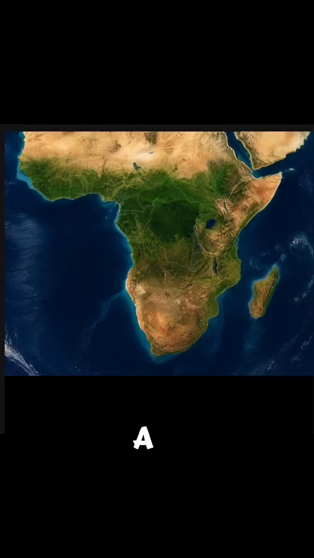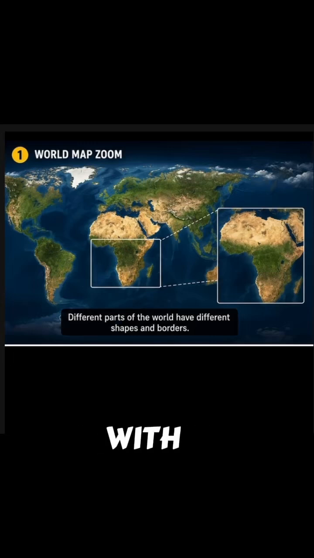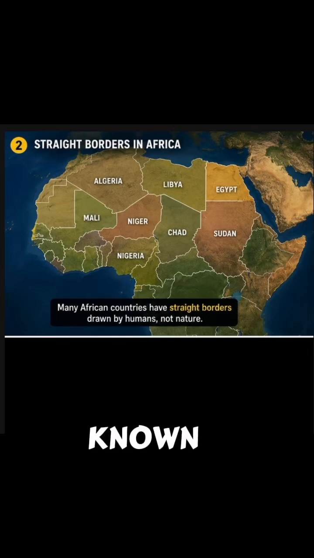Have you ever looked at a world map and wondered why one country looks like a perfect rectangle while another looks like someone drew it with their eyes closed? Countries don't all have the same type of borders because they were created in different ways. Some borders are straight because they were drawn by men using simple lines known as latitude and longitude.